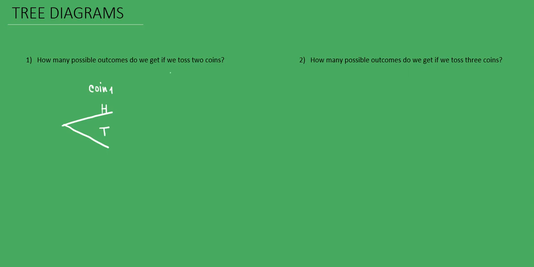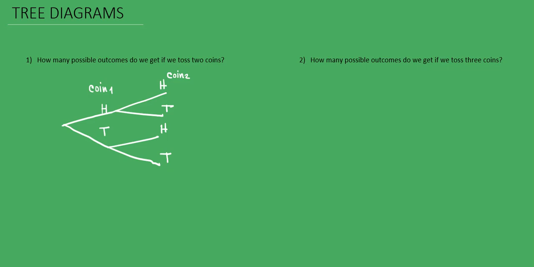Let's do the same thing for the second coin. In this case, the branches for coin 2 will be attached to the branches for coin 1, like we are forming the tree. Okay, and now we have all the possible outcomes, and if we want to determine the number of those possibilities, we are going to count the branches from coin 1 to coin 2.